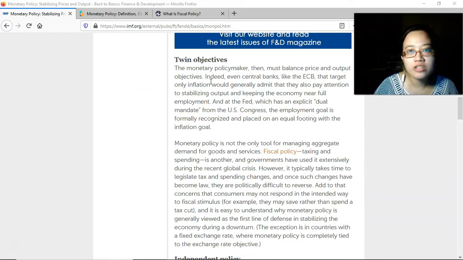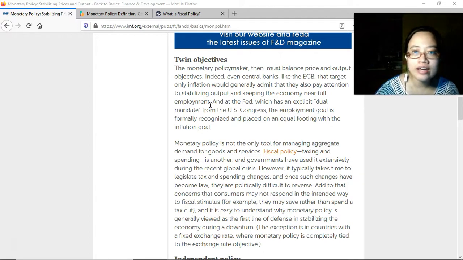Going back to objectives, the monetary policymaker then must balance price and output objectives. Okay. Price stability and then increasing the output. Indeed, even central banks that target only inflation would generally admit that they also pay attention to stabilizing output and keeping the economy near full employment. Because, as much as possible, we want to provide employment to the residents, the citizens of the country. And essentially, the output is supposed to supply the needs and wants of the consumers.